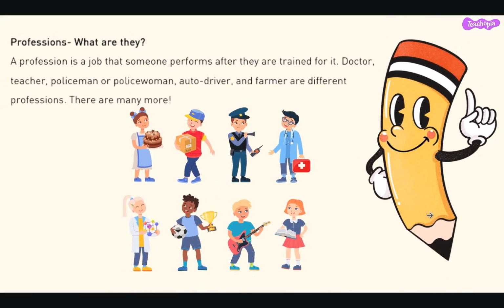Activity 2. Before we move ahead, there is something called professions. And what does this term mean? A profession is a job that someone performs after they are trained for it. Doctor, teacher, policeman or policewoman, auto driver and farmer are different professions. Likewise, there are many more. So you can ask your learners to name more.